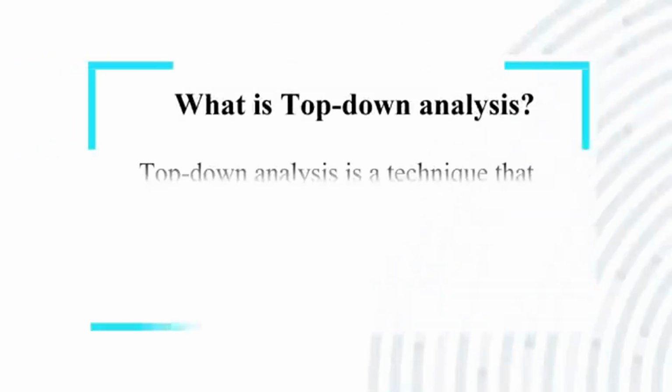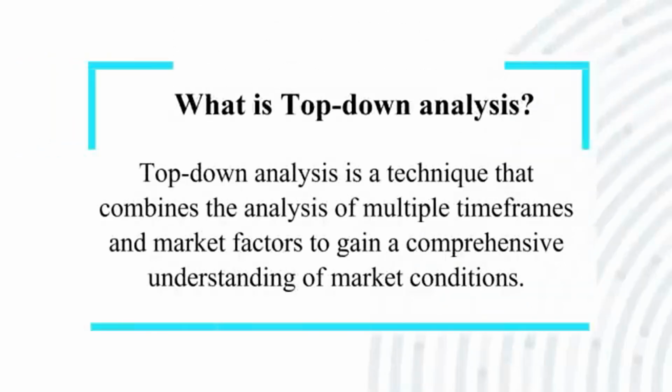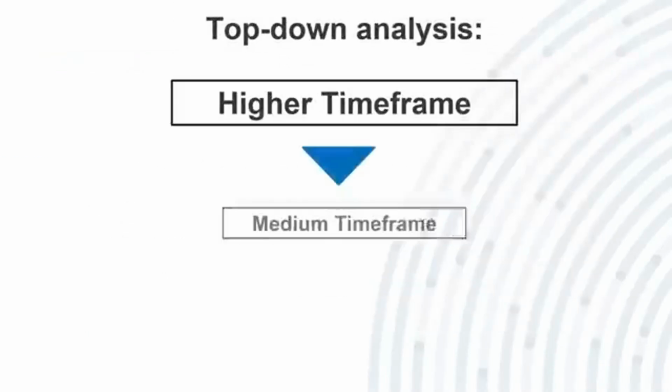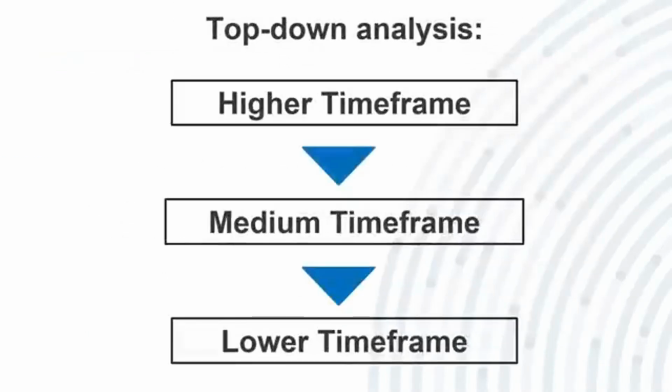So, what is top-down analysis? Top-down analysis is a technique that combines the analysis of multiple time frames and market factors to gain a comprehensive understanding of market conditions. Starting from higher time frames and zooming into lower details allows us to get a major view of market direction in key areas at all levels.